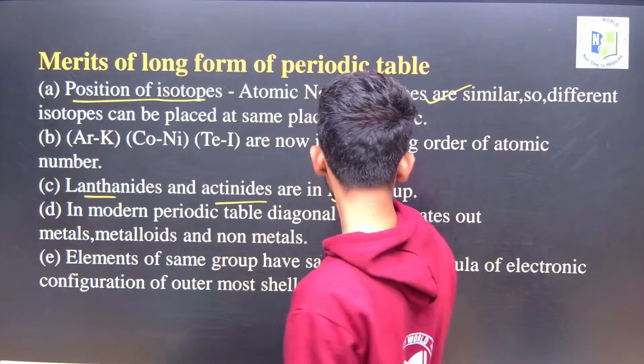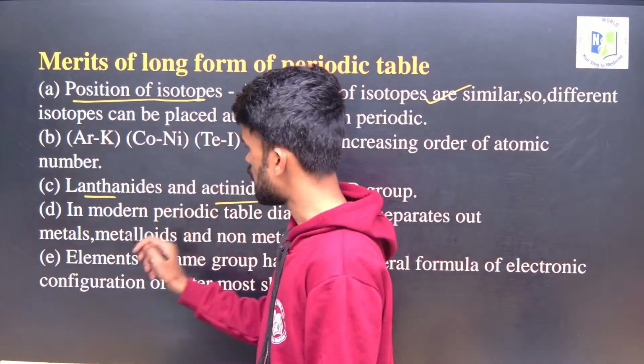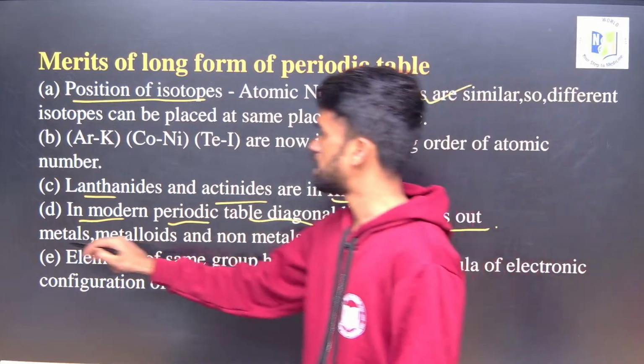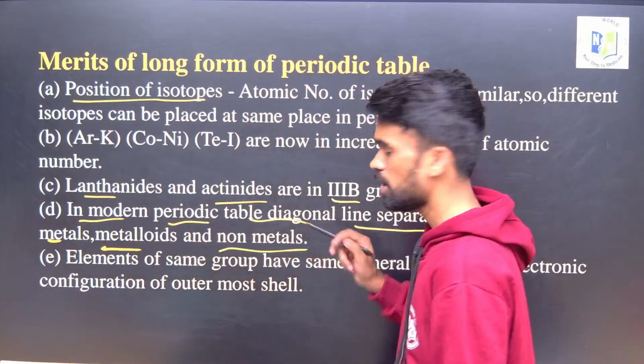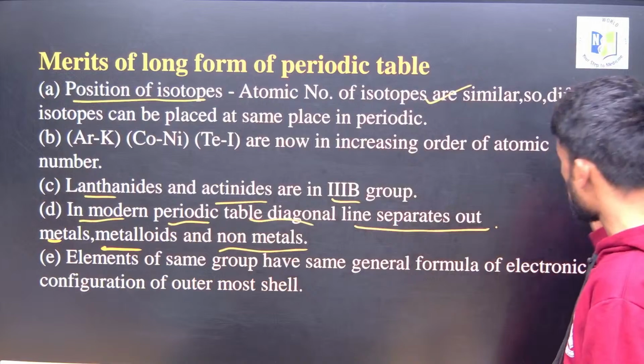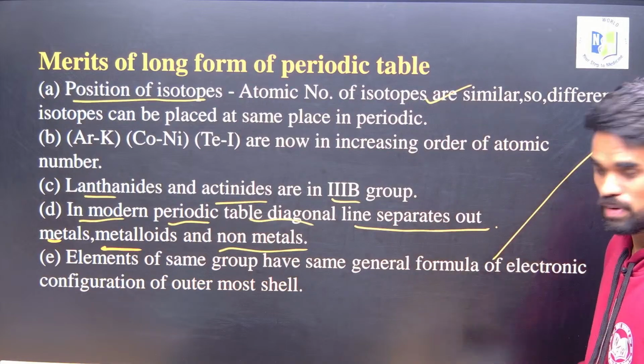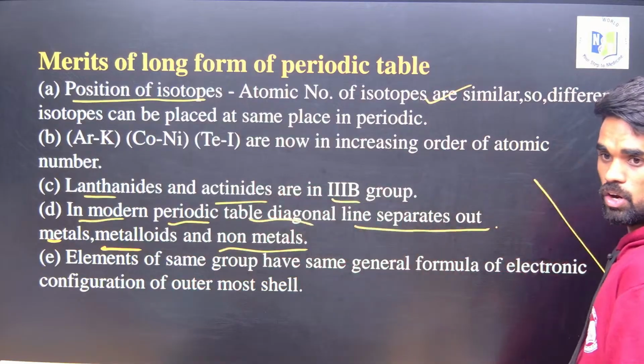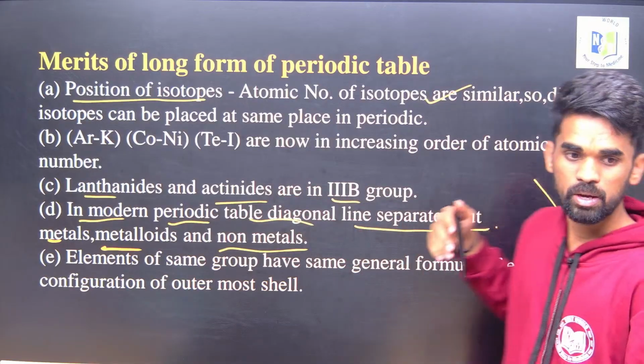Next. In the modern periodic table, a diagonal line separates metals, metalloids and non-metals. If you look at the p block elements, you will get a series of elements like this, which separates metals and non-metals. In between them we have metalloids.